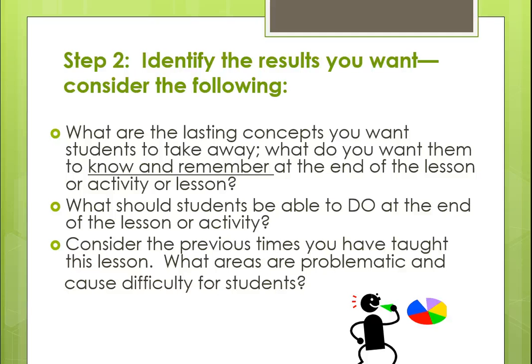So, once you've identified a lesson that could be a possibility, do some backward planning. Start at the end. What are the lasting concepts or the key concepts you want them to take away? What do you want them to know and remember? What do you want them to be able to do with this information at the end of the lesson or the activity? Or there may be something that you've taught in the past that students just have trouble with. It's a difficult idea, it's problematic. Those are good lessons to start with. Some that you would think maybe need some creativity or need some dressing up.